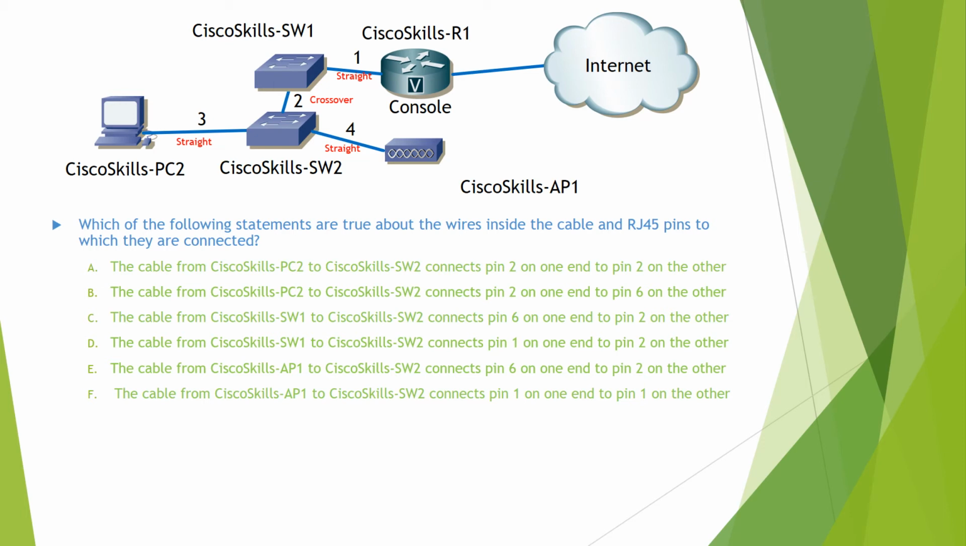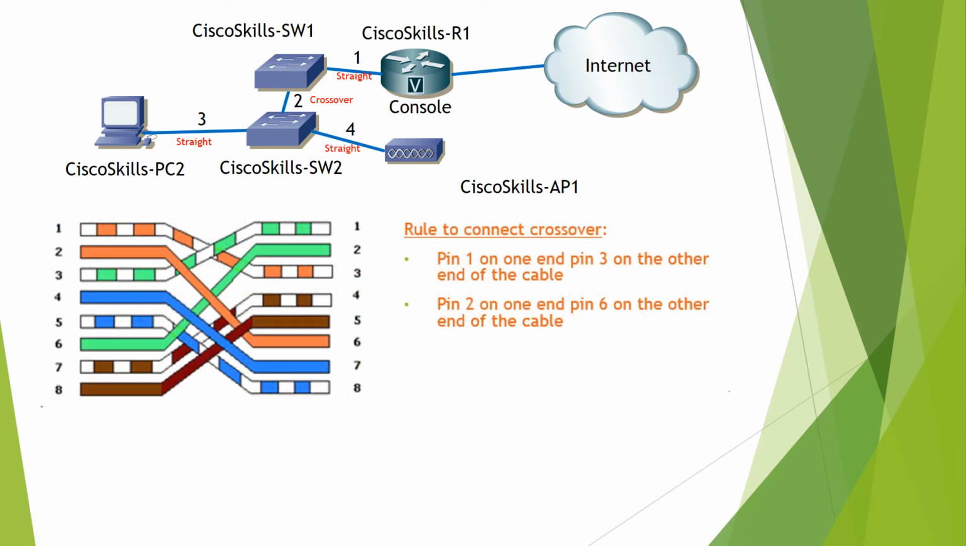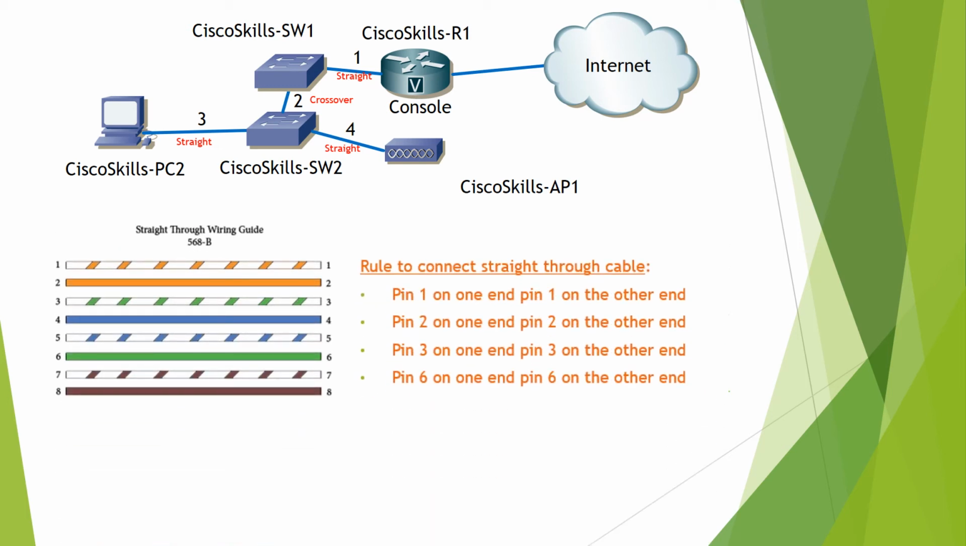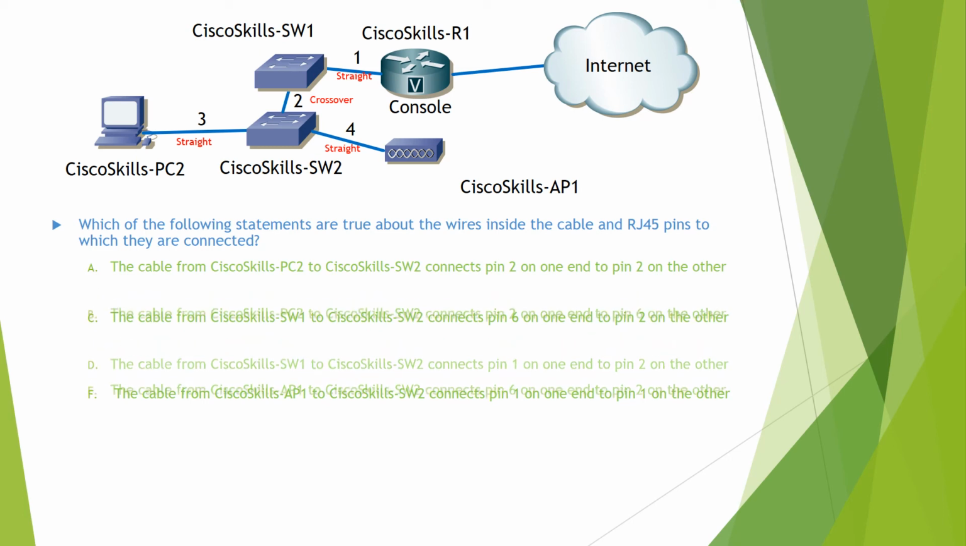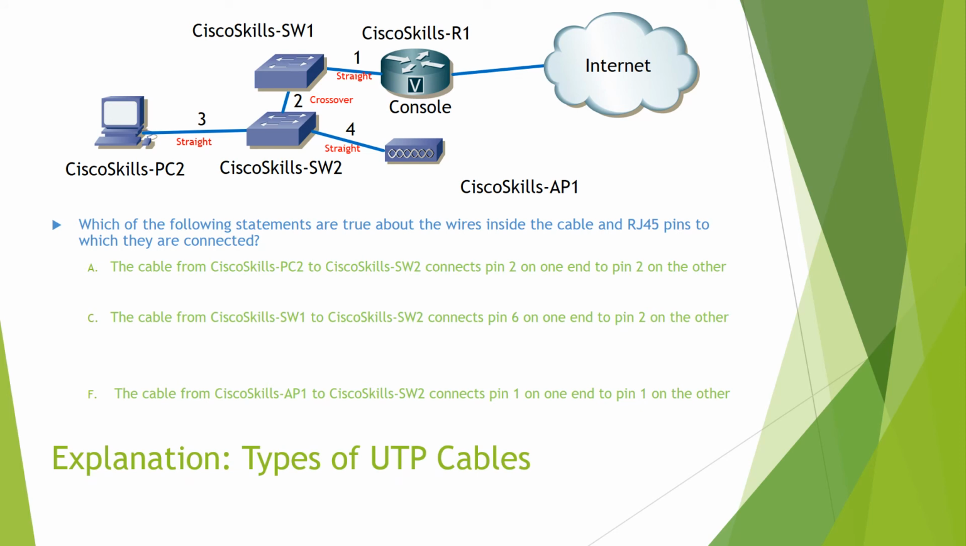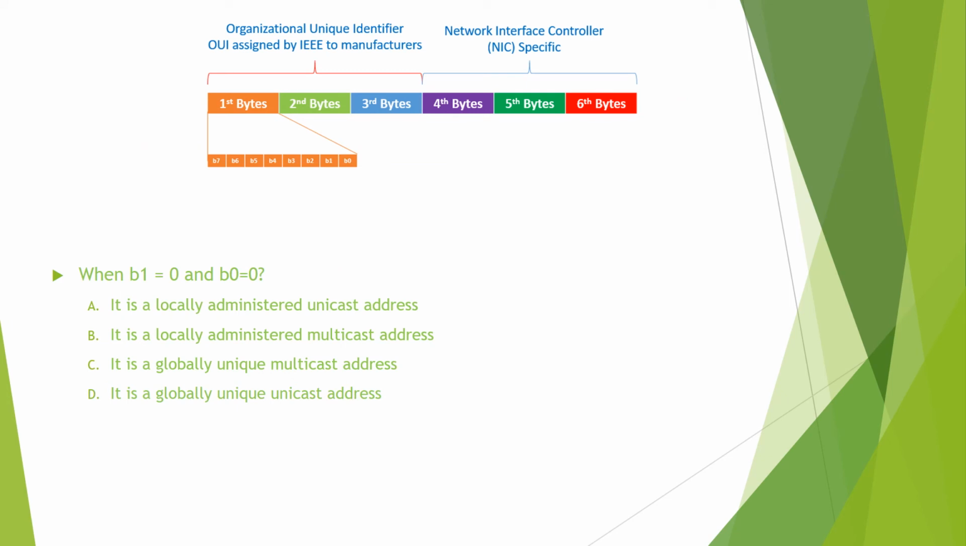Now we need to find out the RJ45 pins for crossover cable like this and straight-through cable like this. Now we can easily answer the question, and the answer for this question are A, C, and F. We can find the detailed explanation for the question in the video Types of UTP cables.